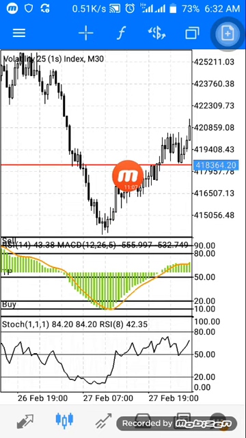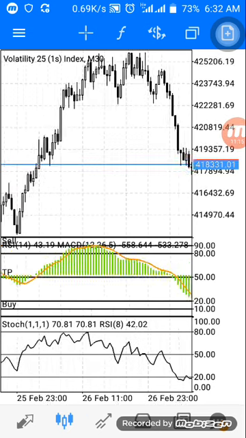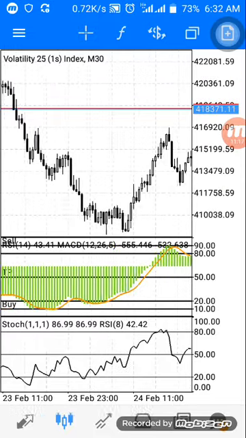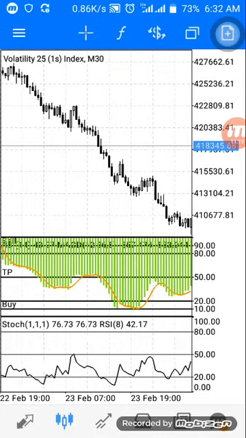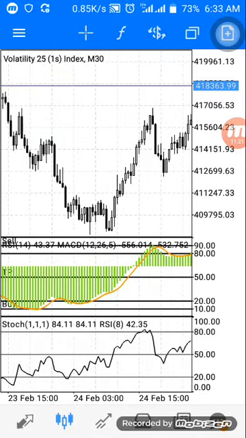Look, this is V25X, and it is very fast and very volatile. So you should have taken your profit easily. Right, guys, these things happen. It happens very, very much always.